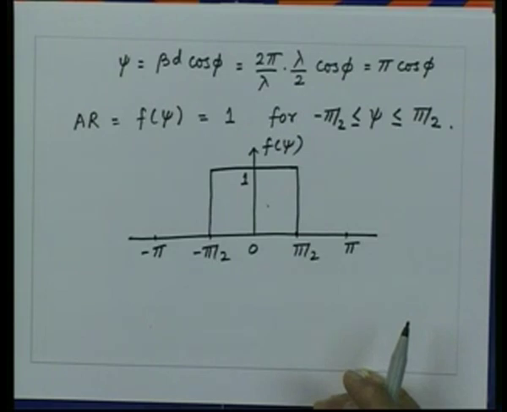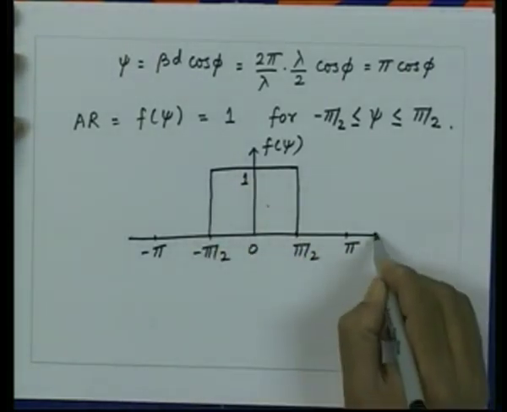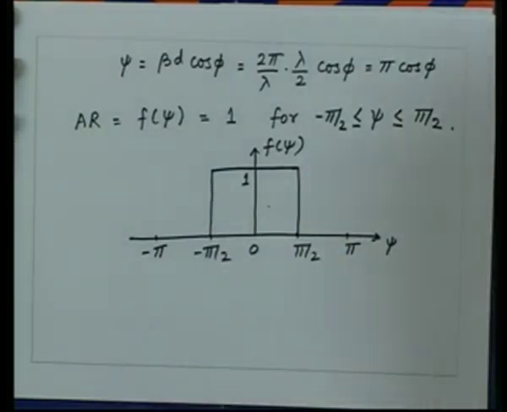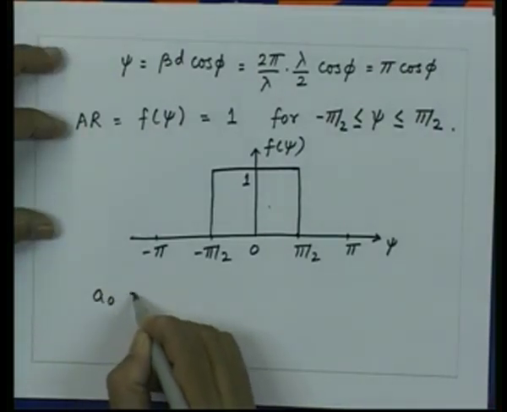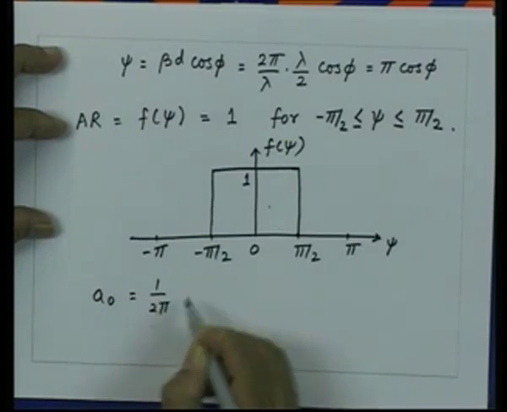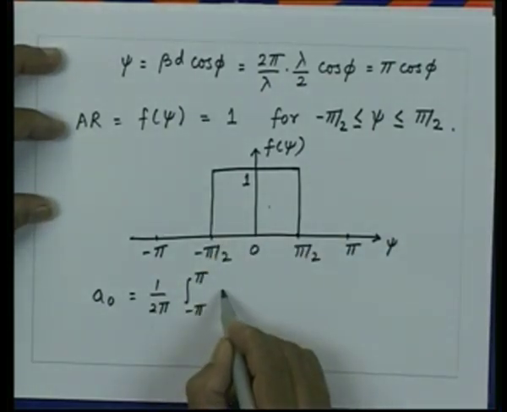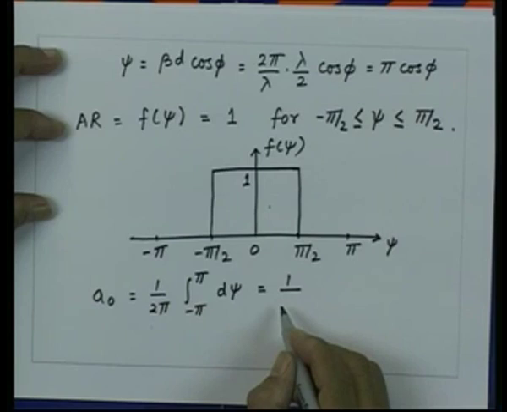Firstly, we will note that this function is symmetric as a function of psi. So, the coefficients bk will be identically 0 for this expansion, and we will get a0, which is 1 over 2 pi, integral from minus pi to pi, amplitude is unity, d psi, that is equal to 1 upon 2.